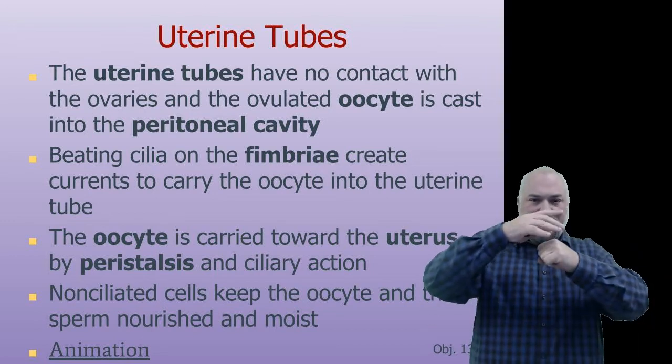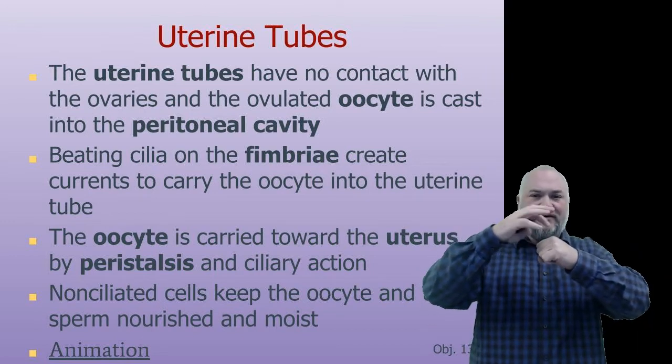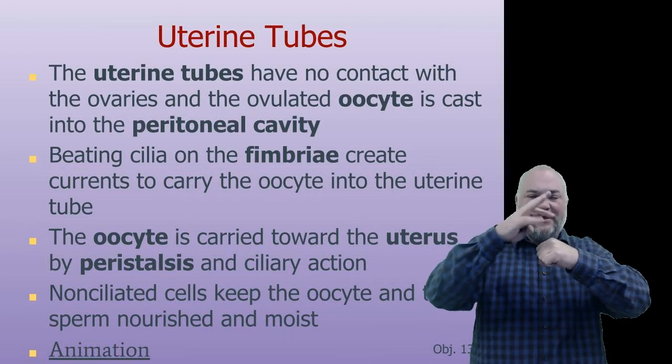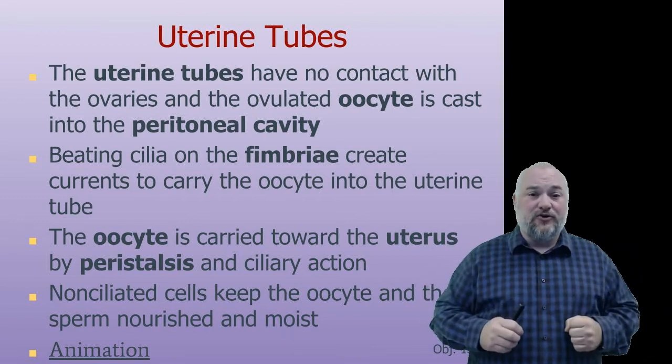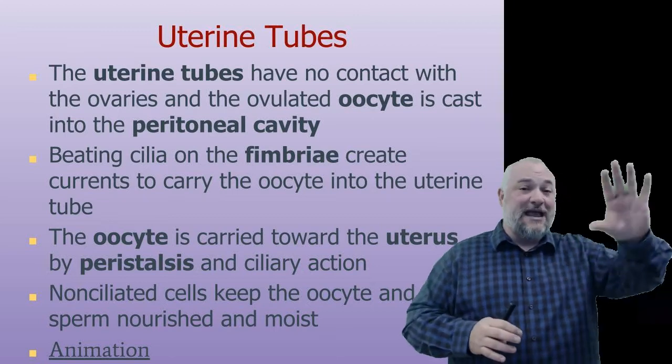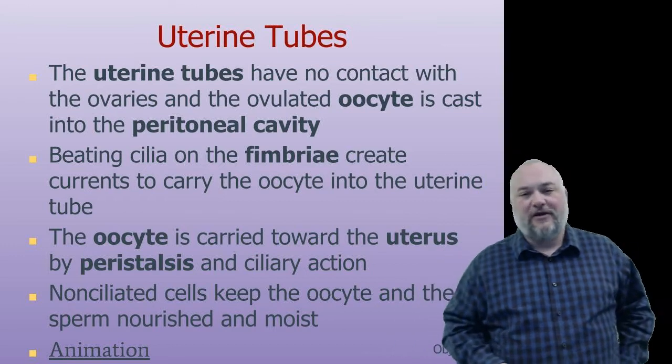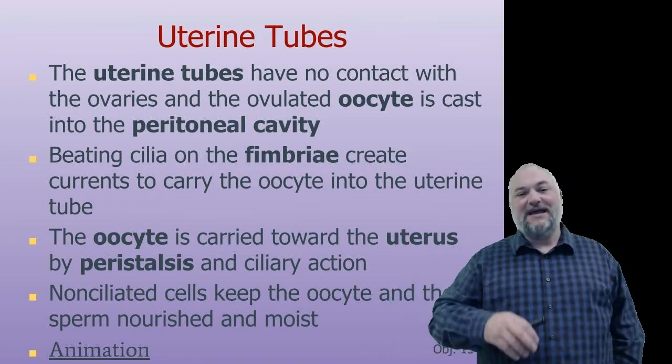and then it gets brushed into by the cilia of the fimbriae, trying to bring currents and bring the oocyte into the uterine tube. Every once in a while, one can escape and just go wandering through your belly. Those generally aren't going to get fertilized, but they can escape.